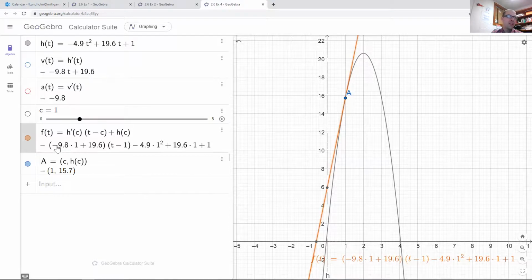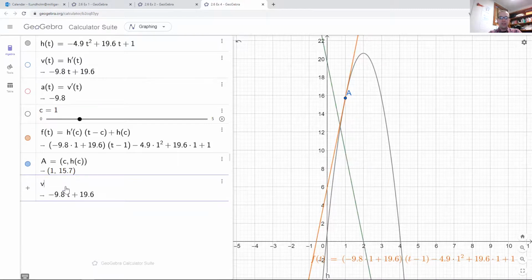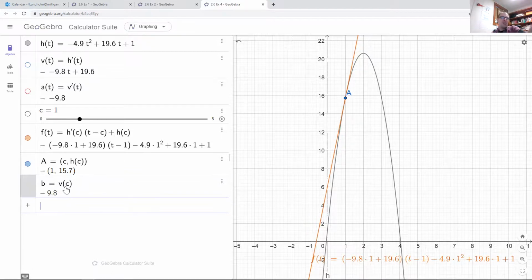the slope here would be whatever negative 9.8 plus 19.6 is. So that would be like 9.8. Oh, so the velocity here is still 9.8. And maybe that's what I could do. I could just use the function that I defined earlier. Yeah, v of c, the velocity, according to this derivative function, just 9.8.